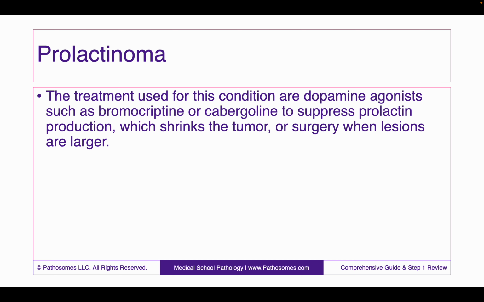The treatment used for this condition are dopamine agonists such as bromocriptine or cabergoline, right? You remember those from pharm. And those are utilized to suppress prolactin production, which will shrink the tumor. And surgery is another option, especially when the lesions are bigger, larger, grande, right? So future neurosurgeons, look out for this.